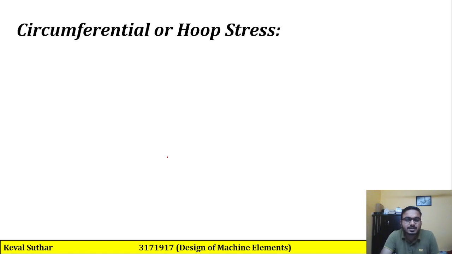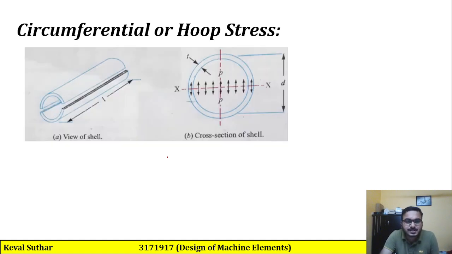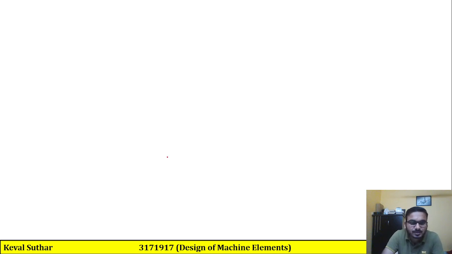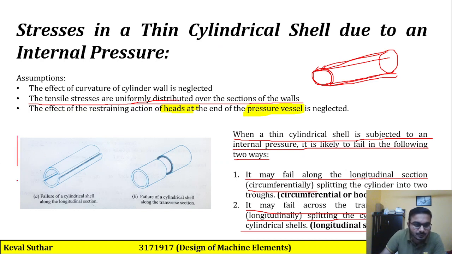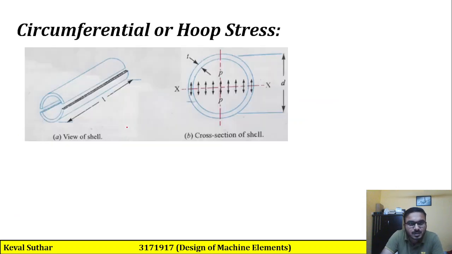So first we will be discussing the circumferential or hoop stress. Here this figure is important. This is the detailed figure of this portion. Now we are focusing on this part right now. So here this is the view of the shell, and this will be the cross section of the shell, in which P is internal pressure, T is the thickness of the shell, and D is the diameter of the shell.